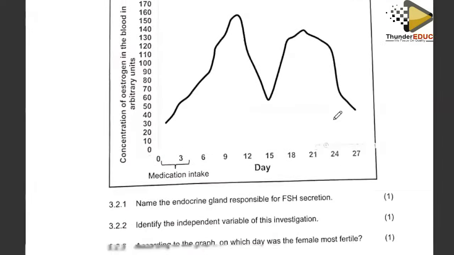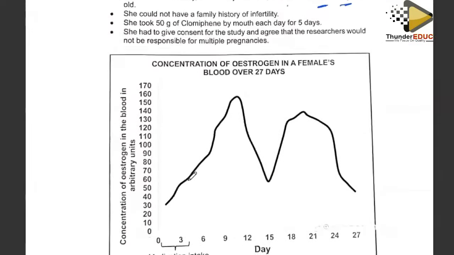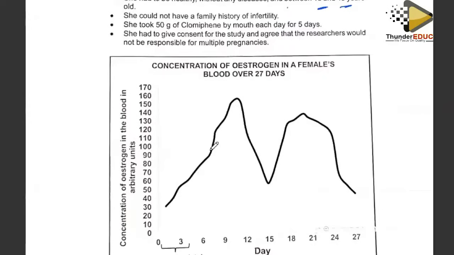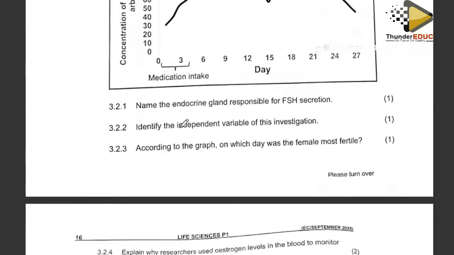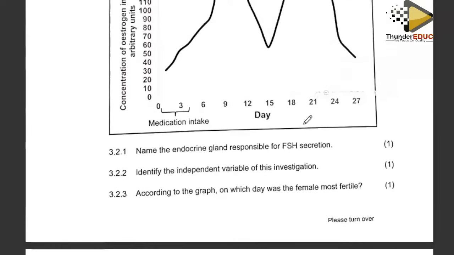So here is the graph. We see menstruation, medication intake, the level of progesterone increases, day 15 goes down, day 21. This one is going to become pregnant 2 times. Name the endocrine gland responsible for FSH production. That is the pituitary gland or hypophysis. They're saying identify the independent variable in this investigation.